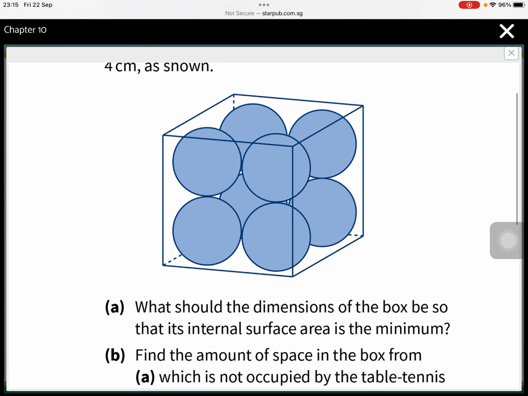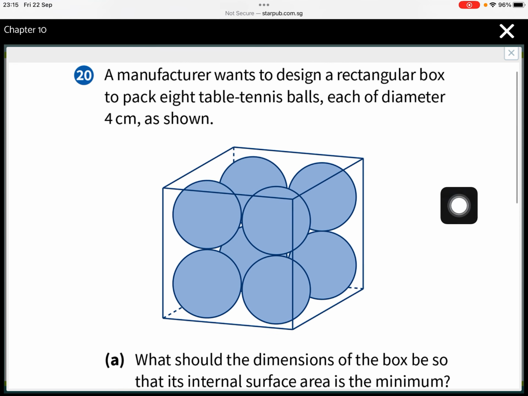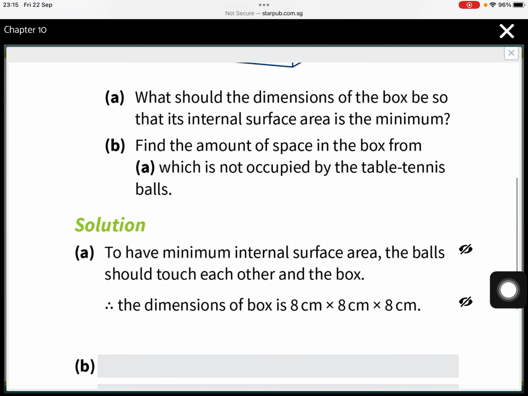So in this case, they already drew it out for you quite nicely. The best way to pack this is such that at the bottom you put 4 of them, put 4 more on top. This is already the minimum, because if you open anything out, it will increase the surface area. So if the diameter is 4, if they stack on top of one another, it will be perfect. Here will be 8, across here will be 8, here will also be 8. So your dimension of the box will just be 8 cm by 8 cm by 8 cm.